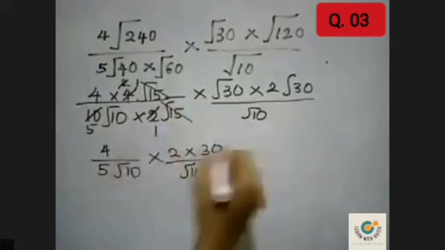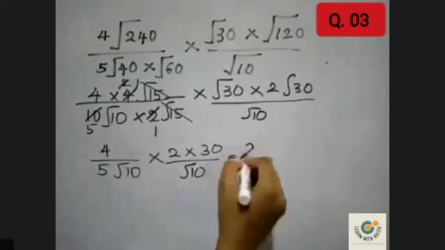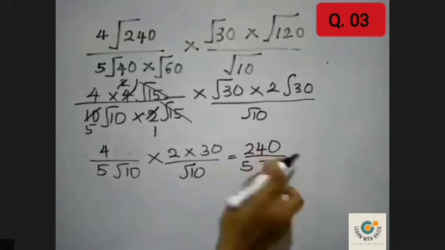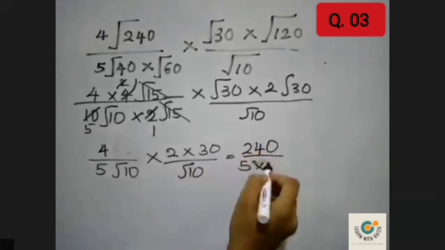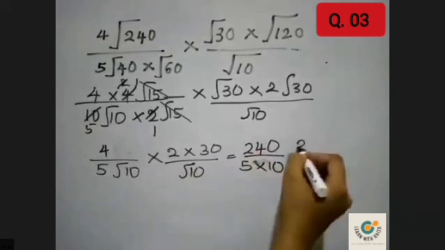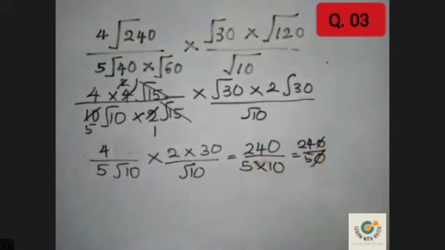Then you are getting 4 times 2, 8, right? 8 times 30 is 240. 5 root 10 into root 10 is 10. So you are getting 5 times 10. So what is the answer? You are getting 240 upon 50. 0 and 0 can be cancelled.